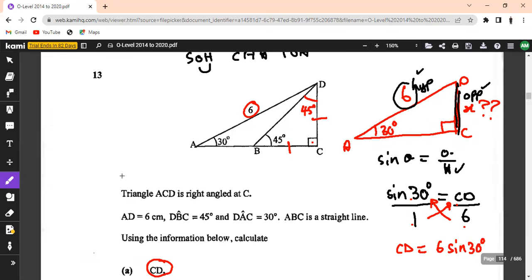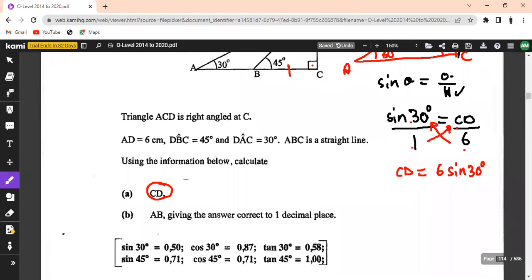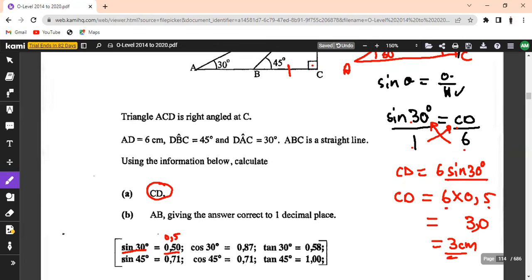All right, now simplifying further, we have got the value of sine 30. Do we have it from this information? We have got sine 30 as 0.50. This is the same as 0.5. The 0 after the decimal point does not even matter. All right, so our CD is going to be 6 times 0.5. 0.5 simply means half, guys, or you can multiply 6 times 5, which is 30. In our main decimal place, we just have 1 decimal place. So it's 3.0, which is 3 centimeters. All right, that is your CD in this case. So we managed to obtain this as 3 centimeters.